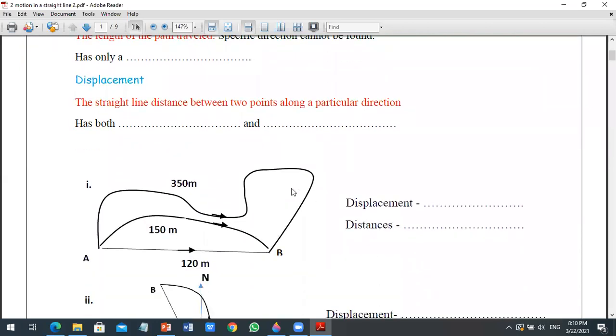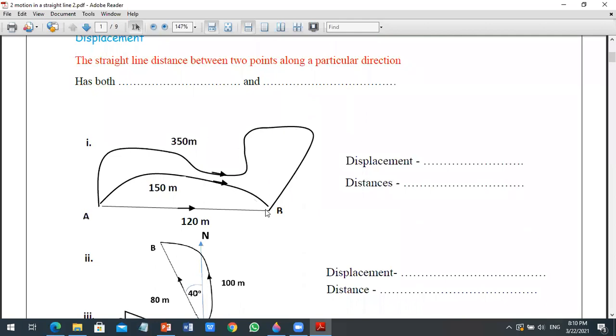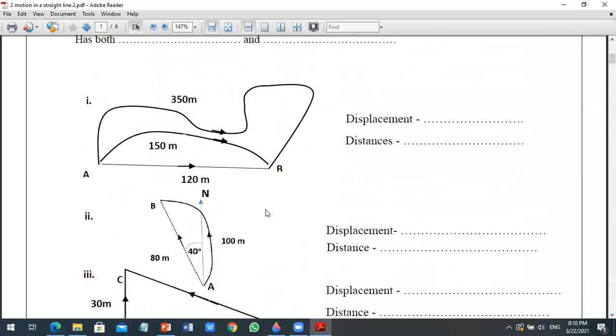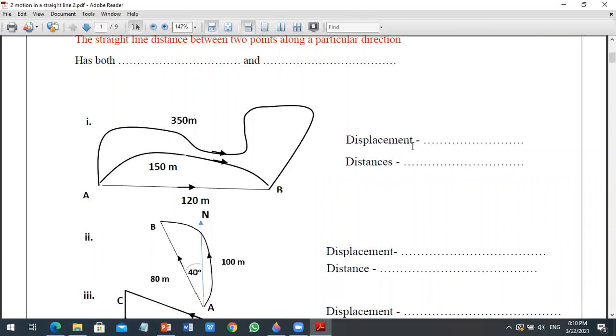Here you have some diagrams to complete the answers. So I'm taking this first one. Can you see this clearly? Yes, teacher. So can you tell me, consider this first image. Here, what are the distances or what are the displacements, if there is any? Can you differentiate them?